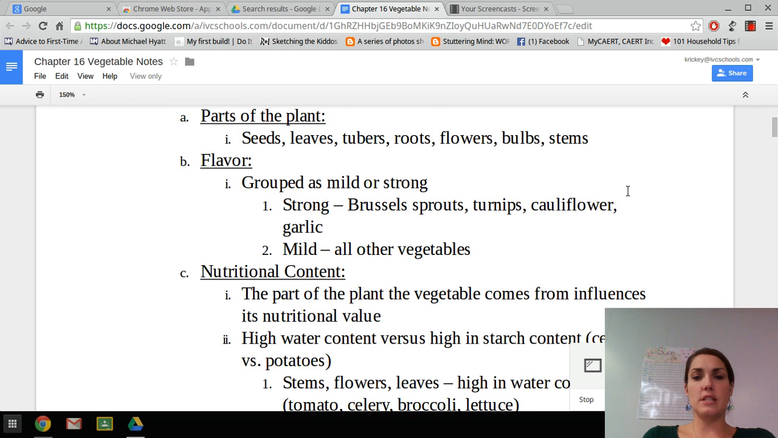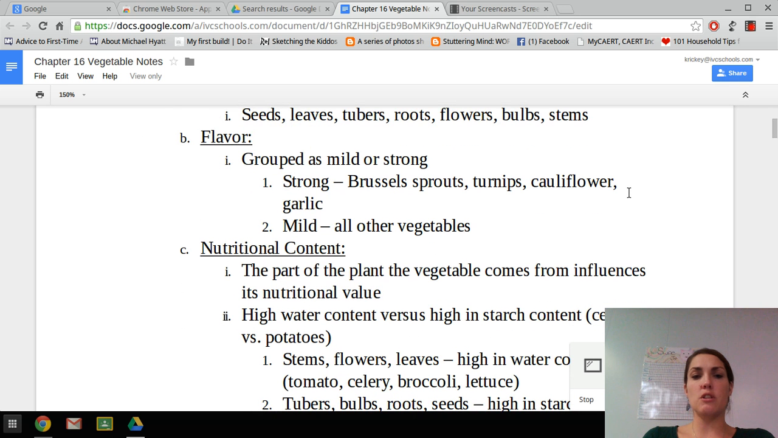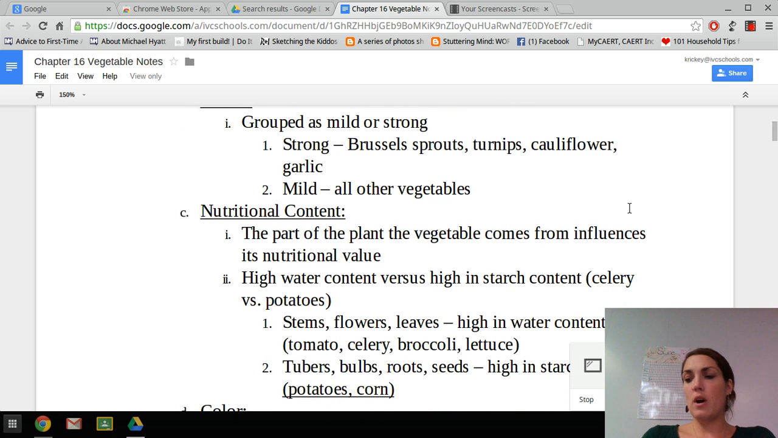All right, let's move on to the next way to classify veggies. We're going to look at nutritional content. Okay, first thing that you need for number 5 is the part of the plant the veggie comes from is what influences the nutritional content. Whether it's a seed or a tuber or a root, that's going to influence the nutritional content. So for 6 and 7, we're going to break down what that means. The first thing for number 6 is asking what part of the plant are vegetables that have a high water content, which means they would then have a low starch or carb content.